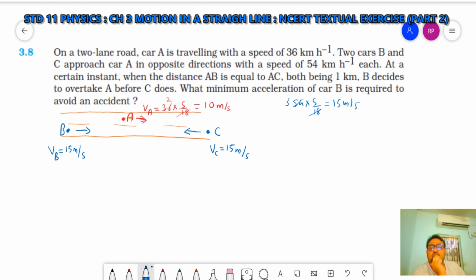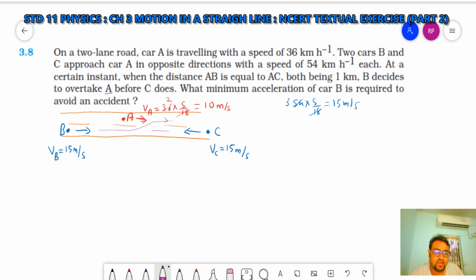Clear? Now both of them decide to overtake. Now see, B decides to overtake A before C. So what must be the minimum acceleration of car B required to avoid an accident? That means car C is not doing any acceleration, only car B is. Clear? So it must be that when car C approaches A, before that B must overtake A.